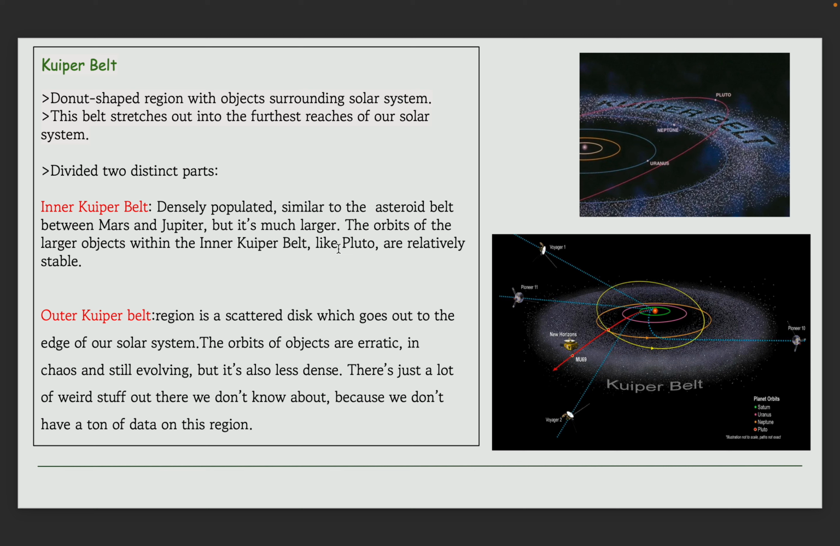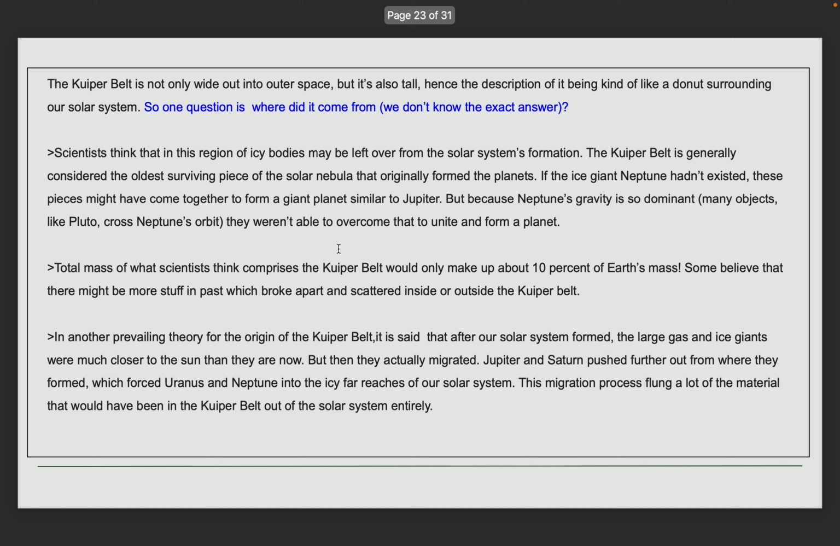The inner Kuiper belt is home to Pluto, and the outer Kuiper belt is a region called the scattered disk, which goes out to the edge of our solar system. Here the orbits of the objects are erratic and chaotic, and still evolving. There is a lot of unknown stuff out there because we don't have a ton of data on this region. So the Kuiper belt is not only wide out into outer space, but it is also tall, hence the description of it being kind of like a donut surrounding our solar system.